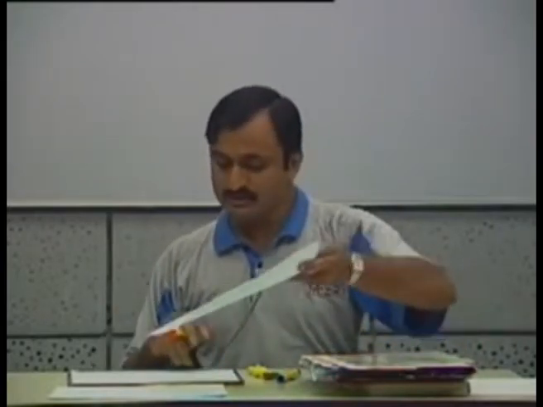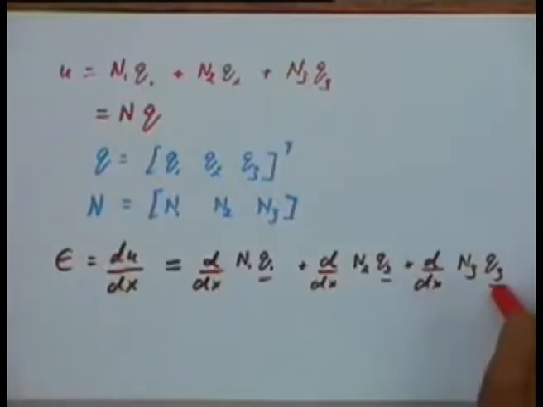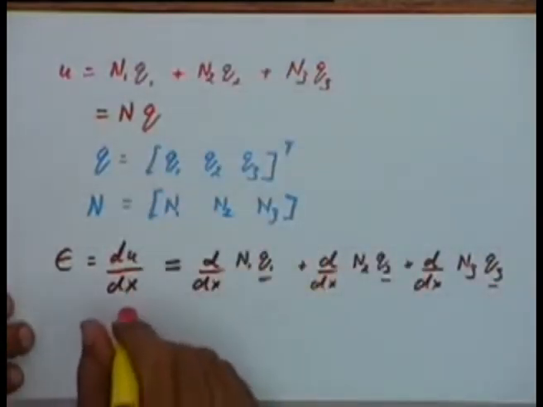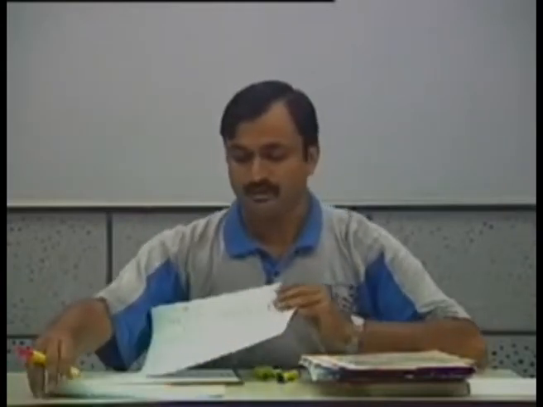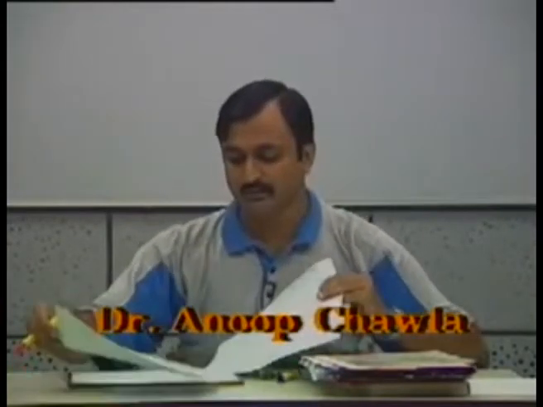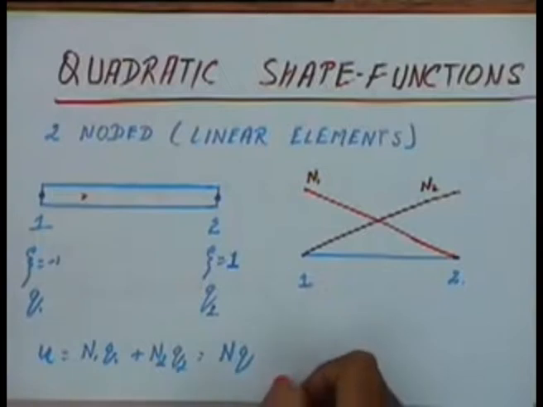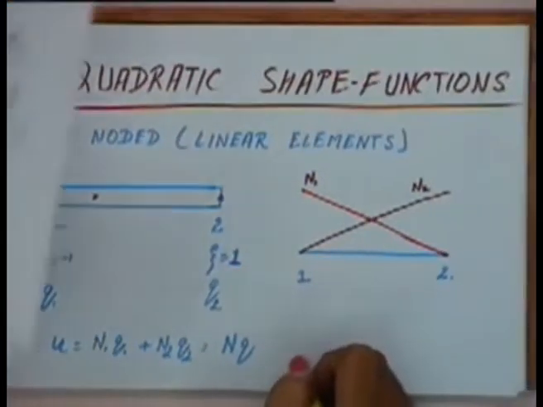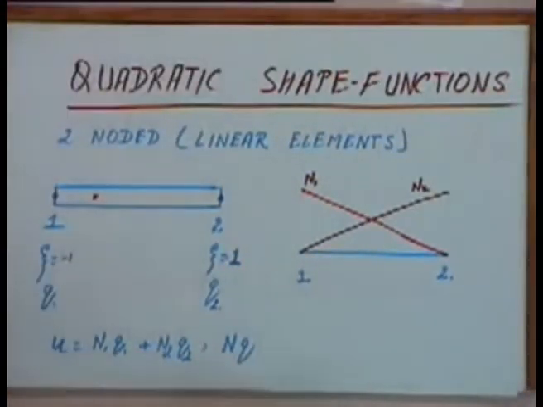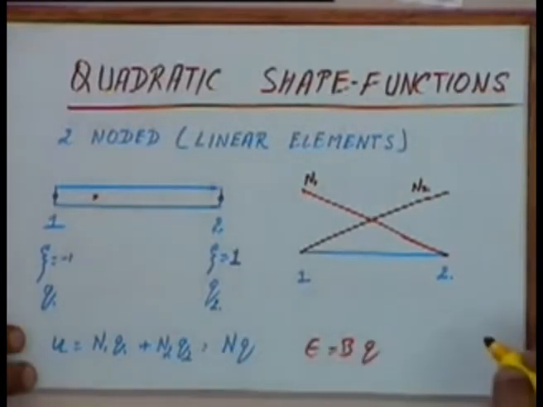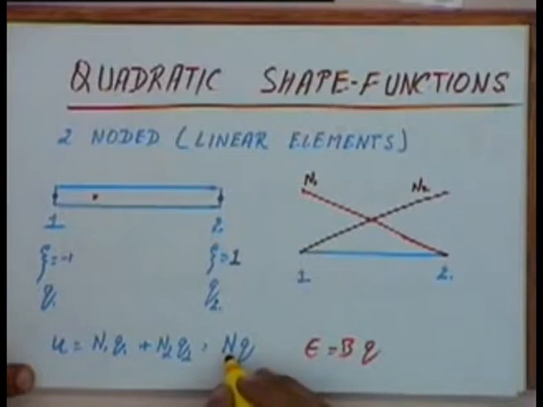So if you use this, we can evaluate this derivative. If you notice, the steps that we are going to follow will be the same as the steps we had for the two noded element. The first two noded element that we have taken, linear elements, there also we defined u equal to Nq. From that we found out epsilon. Once we found epsilon, we got epsilon equal to B times q. Here B is nothing but the derivative of N.